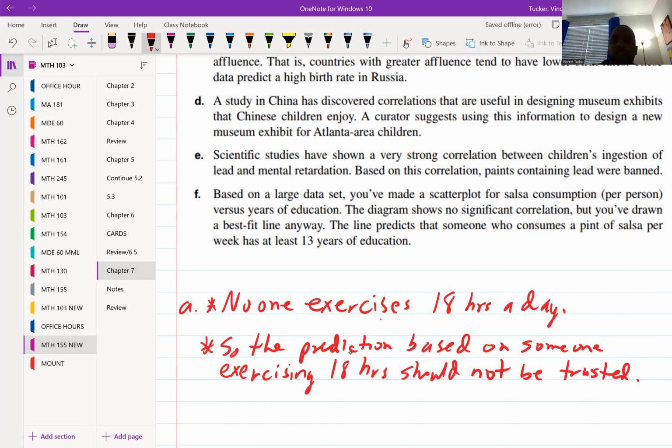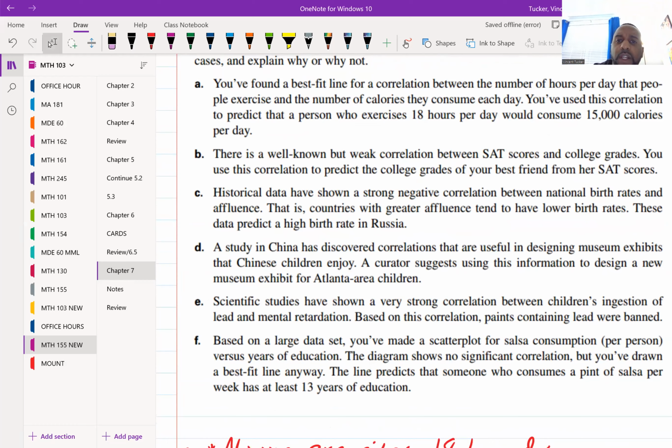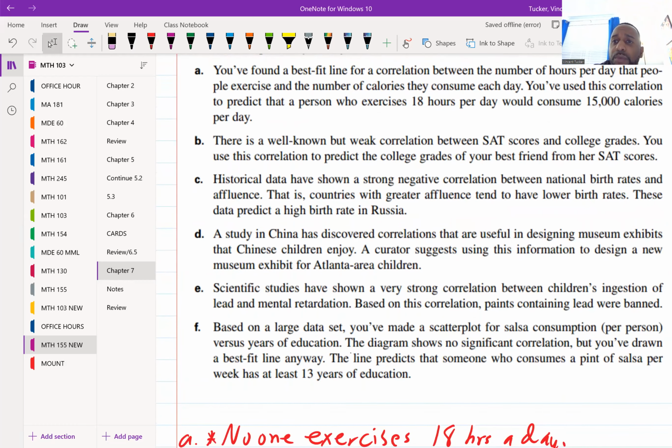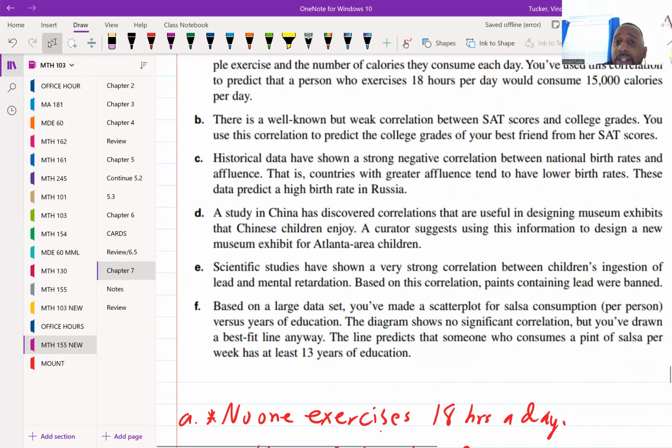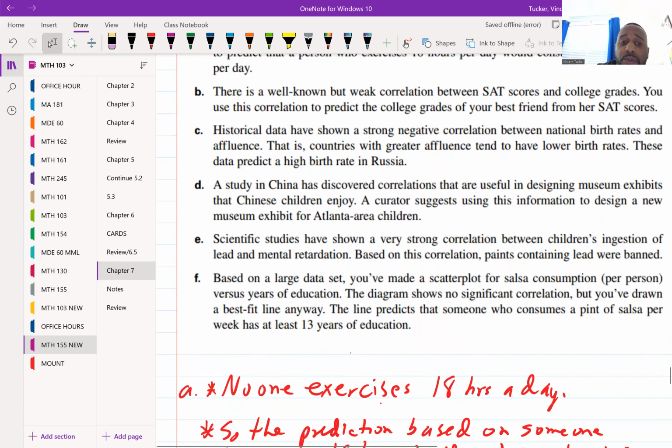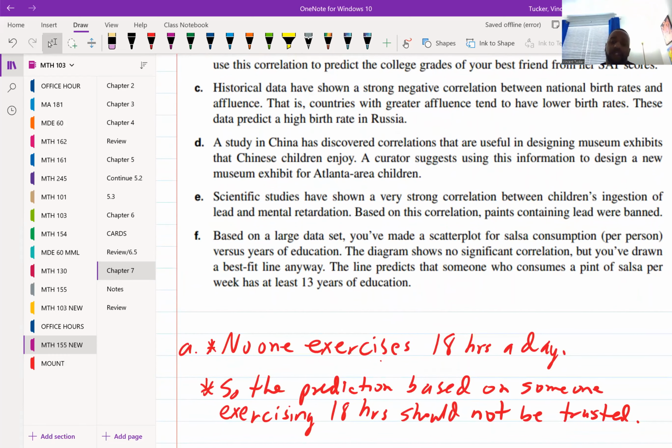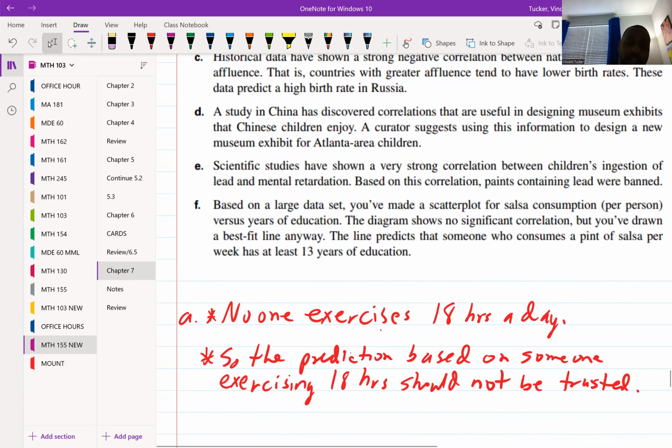Okay, so if you look at that first one, you found the best fit line for a correlation between the number of hours per day that people exercise and the number of calories they consume each day. You use this correlation to predict that a person who exercises 18 hours per day will consume 15,000 calories per day. So first thing is that no one exercises 18 hours a day, or not many people you would find that exercise 18 hours a day. So the prediction based on someone exercising 18 hours a day should not be trusted. So it's not a valid prediction because of the data that you're pulling from.